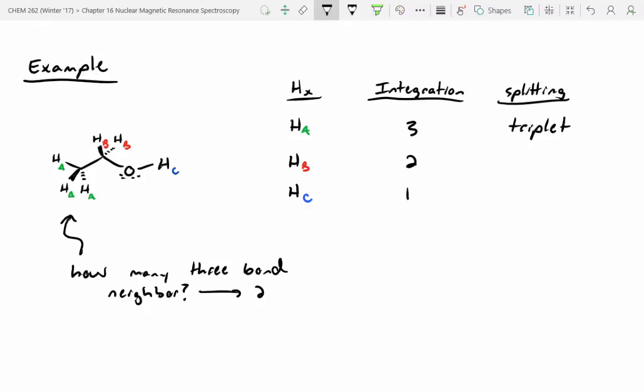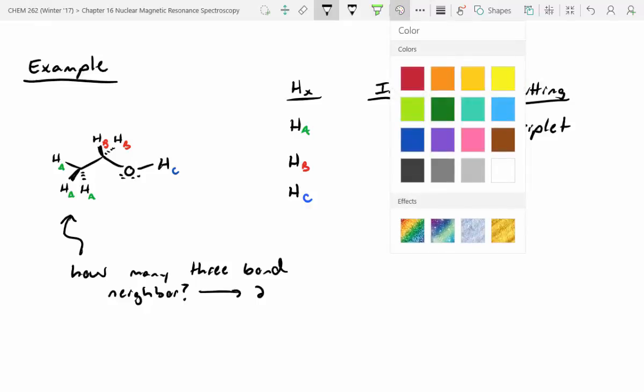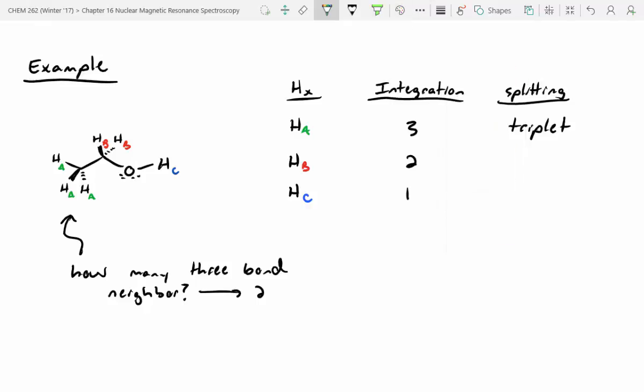All right. And then if we look at HB, things get a little bit more complicated, because with HB, you could say those HAs are 3-bond neighbors, right? And HC, you could argue, is a 3-bond neighbor. However, there's one problem, and I'll show you guys this. This is an important thing, so I'm going to use a special pen. We'll use the glitter pen. There we go.